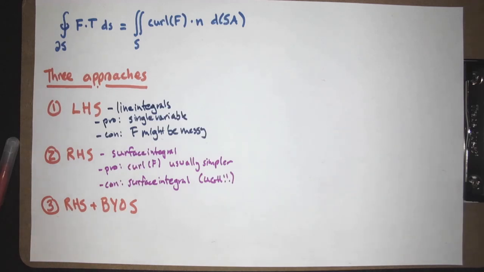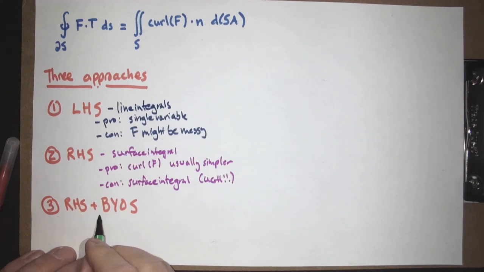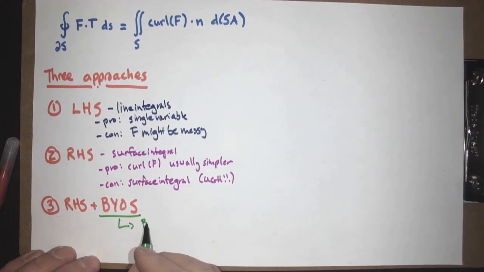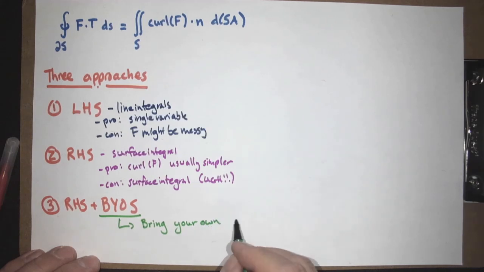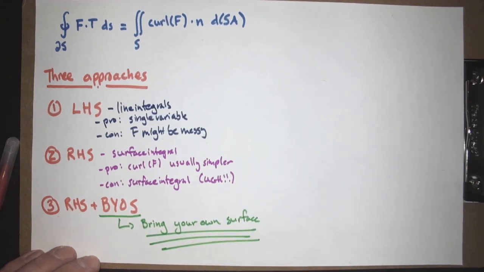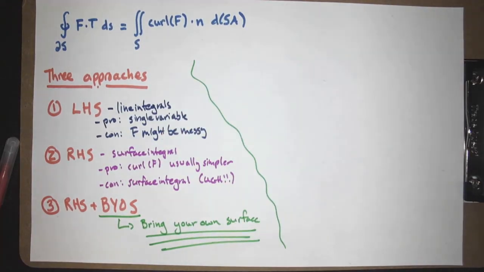BYOS. What is BYOS? Bring your own surface. Oh, people have watched the videos. That's nice. Bring your own surface. Now, I will tell you that when it comes to Stokes' theorem, we almost always like the third option. Now, not everything will fall into this category, but we have to explain what is bring your own surface. Okay, so let's go through sort of a thought experiment.